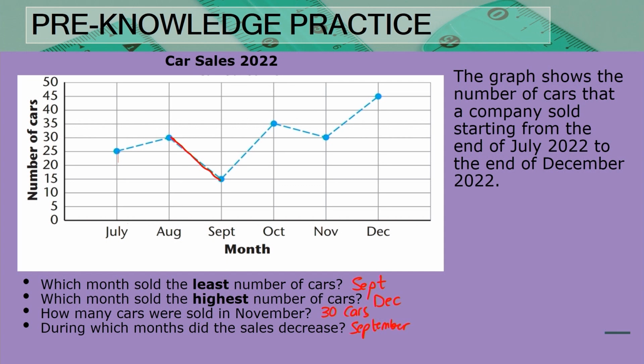But is that the only drop that is there? We can see that in October it went up, but again from October to November. So we know that during November, those sales did go down again. So the months where the sales decreased were September and November.